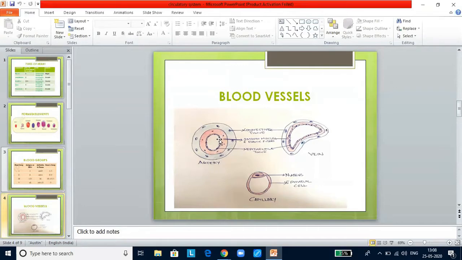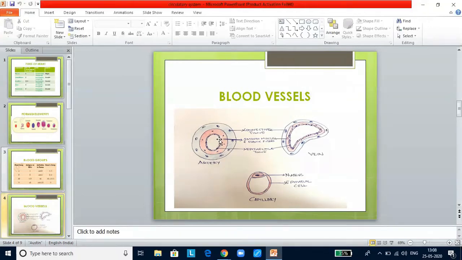Now, if you look at the veins, they are thin-walled blood vessels. They carry blood away from various body parts to the heart. They are superficial in position and have valves in them to prevent the backflow of blood. The blood flows at low pressure with slow speed. They carry deoxygenated blood, except the pulmonary vein, which carries oxygenated blood from the lungs to the heart.